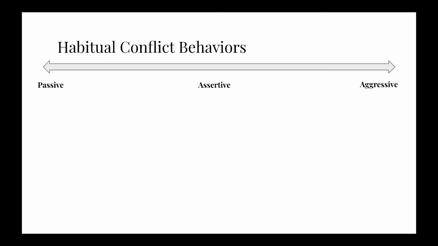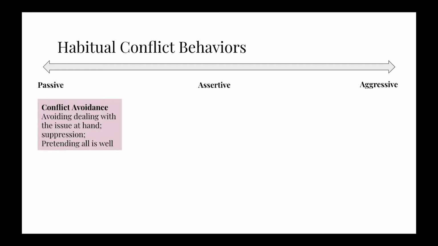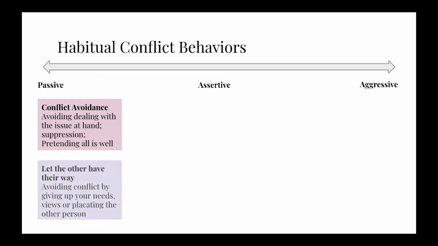It helps to first look at what your habitual reactions are to conflict. You might remember this chart from our previous lesson on decision making, and we have a spectrum of ways in which we tend to react to conflict from passive to aggressive. To review, on the passive end, we have conflict avoidance, which is to pretend that all is going well and suppressing your feelings and needs. Another passive behavior is let the other have their way, which is to avoid conflict by giving up your needs and your views and letting the other person have their way.